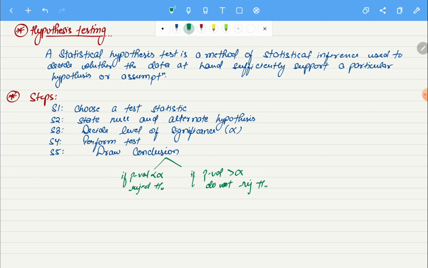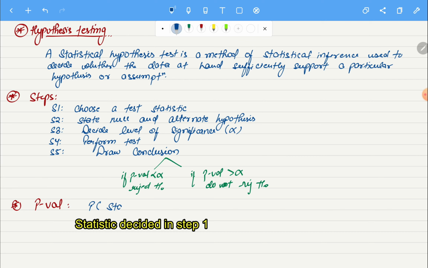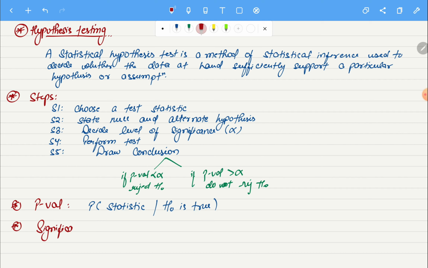null hypothesis. Now let's talk about what is p-value. So p-value is nothing but a conditional probability of getting a statistic given that null hypothesis is true. And significance level is a threshold to decide whether to reject or not reject the null hypothesis.